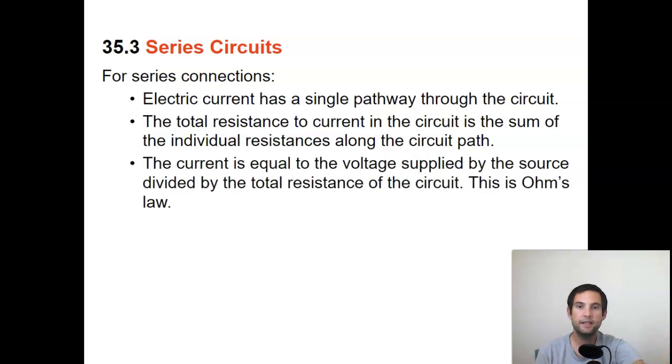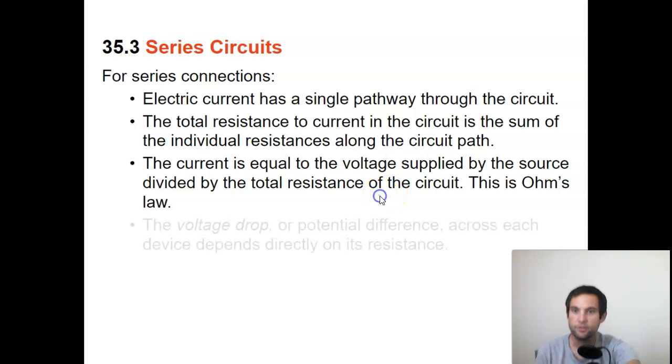The current is equal to the voltage supplied by the source divided by the total resistance. This is Ohm's law. Ohm's law, as long as all temperature remains constant, is V equals I times R. V is our voltage, our potential difference, I is the current, and R is the resistance, total resistance for the circuit. So V equals I times R.